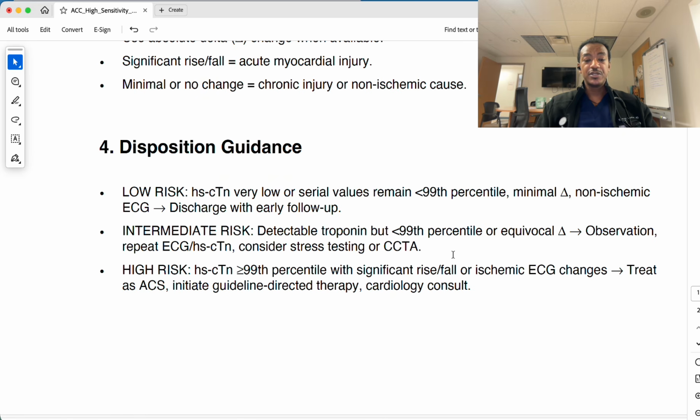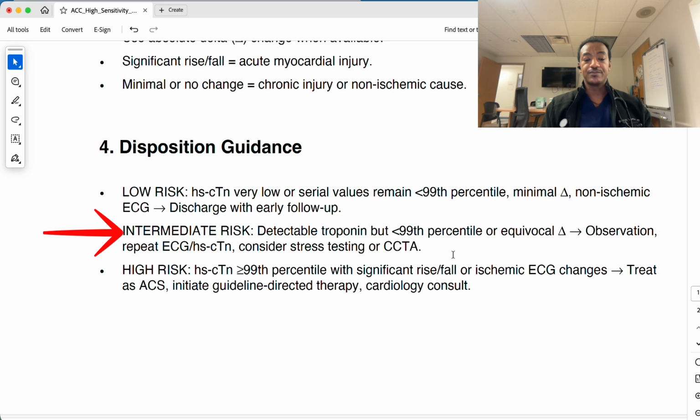Intermediate risk. These are patients with detectable troponin above the limit of detection but still less than the 99th percentile, and the delta is also not very low and not high. It's equivocal, indeterminate. These patients are considered intermediate risk, and they need to be observed in the hospital with a third troponin level and a repeat EKG, and based on that, they might need stress testing or a coronary CT angiogram.